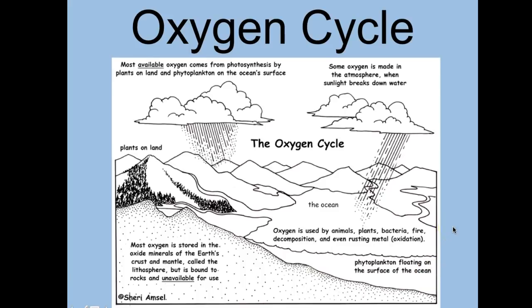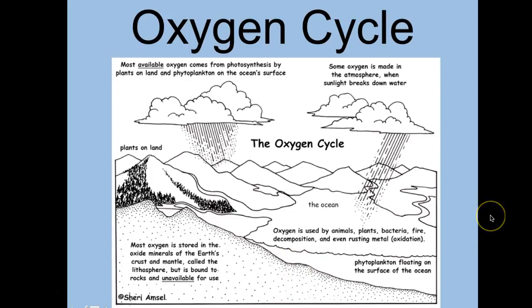A little known fact about oxygen is that oxygen is also made in the atmosphere. Sometimes there's a chemical reaction where sunlight breaks down water and releases oxygen. And there's actually a lot of oxygen on our Earth that is unavailable for use. We can't use it right away because it's tied up in the crust of the Earth, in the rocks and the minerals, and it just can't be released for our use.